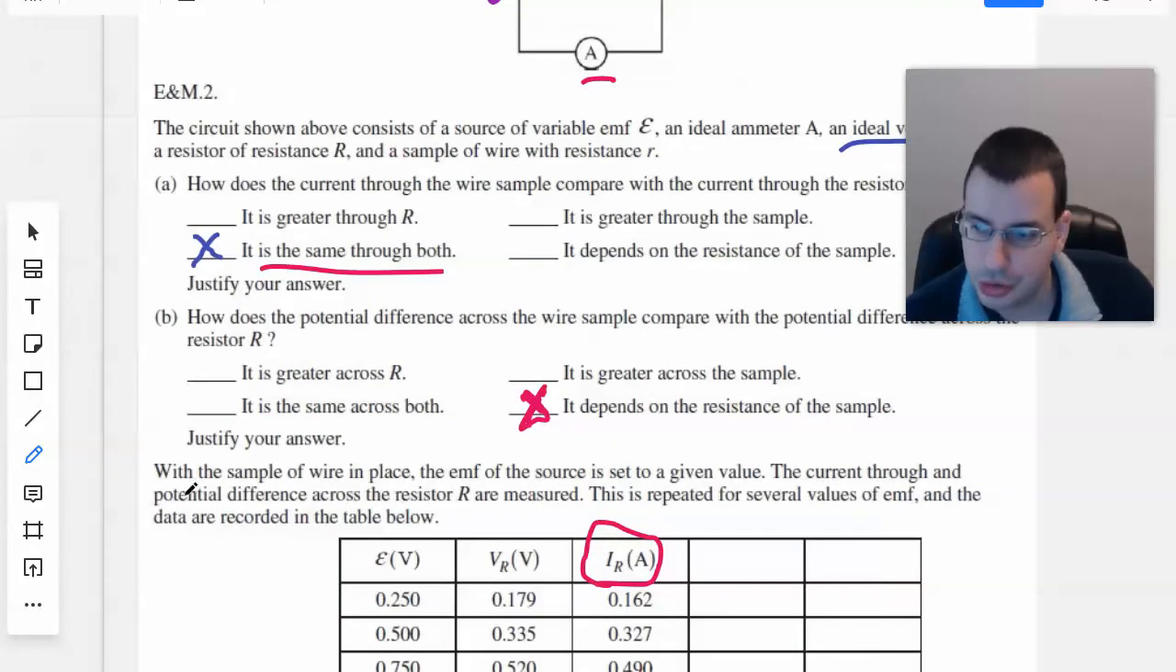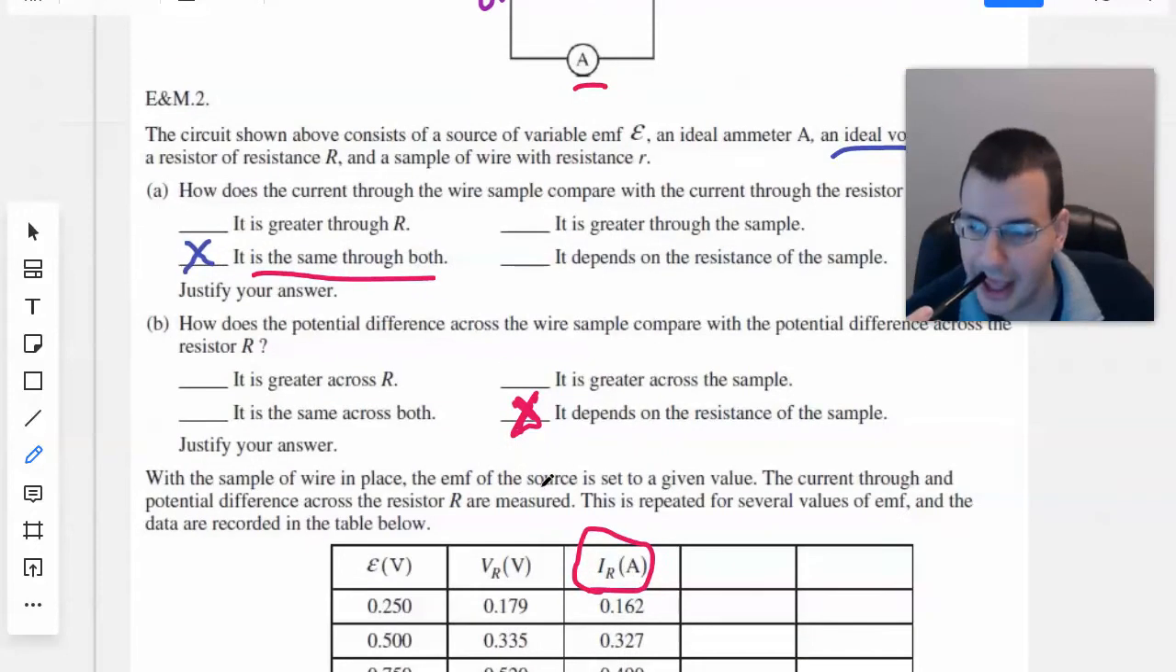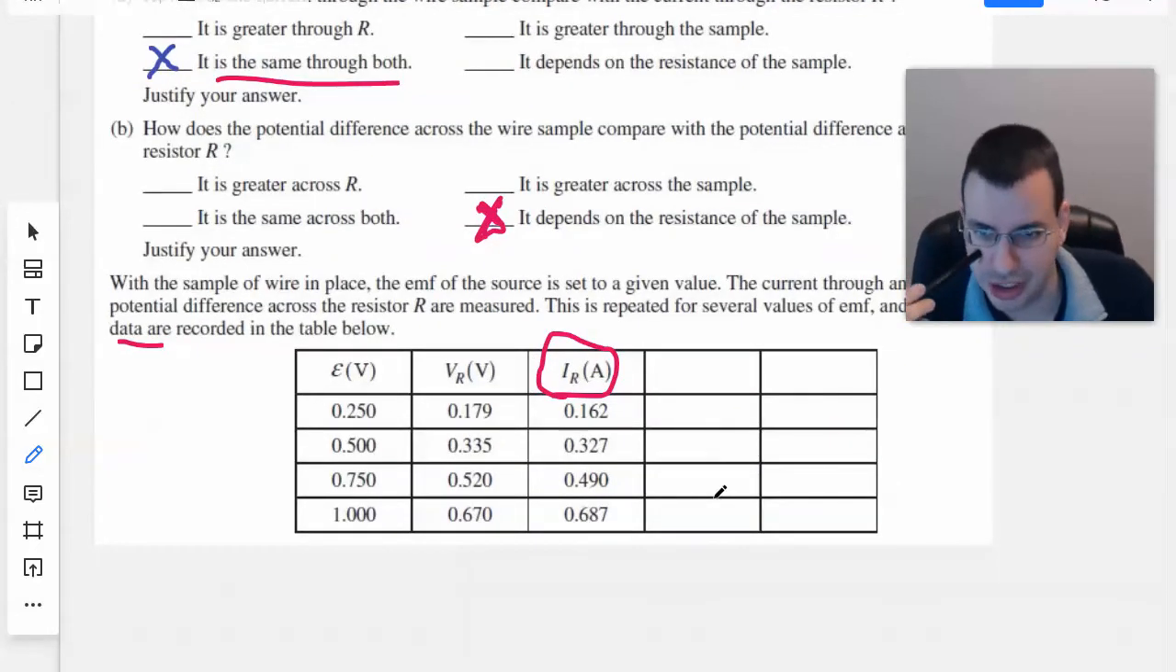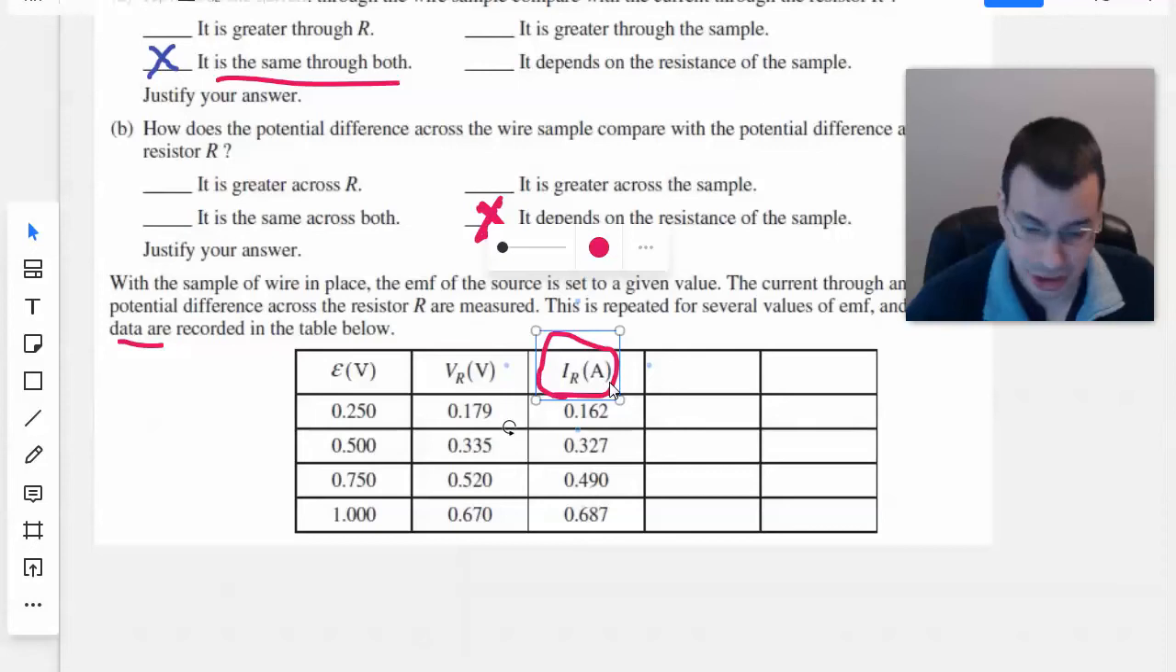The current through and potential difference across resistance R is measured. This is repeated for several values of electromotive force. And the data are recorded. It always bothers me that data is plural. Darn you, English. And the data are recorded in the table below. Kind of like media. Okay, so they didn't actually ask us a question there. They just told us, which is nice of them.